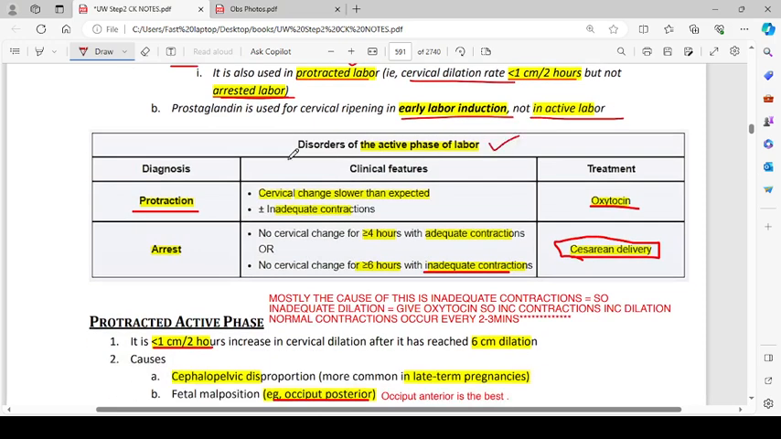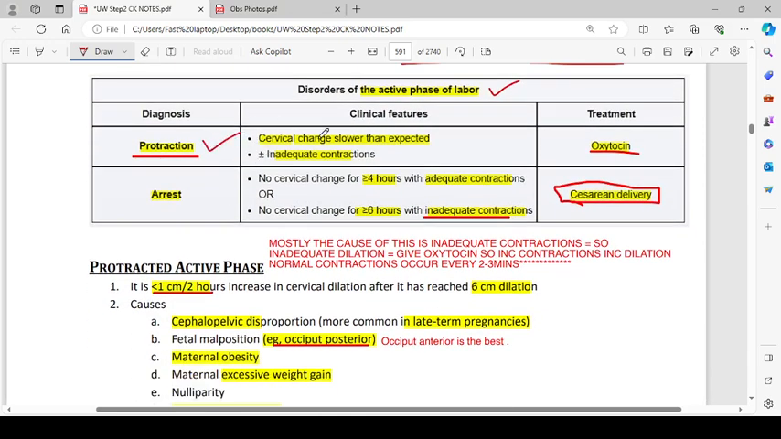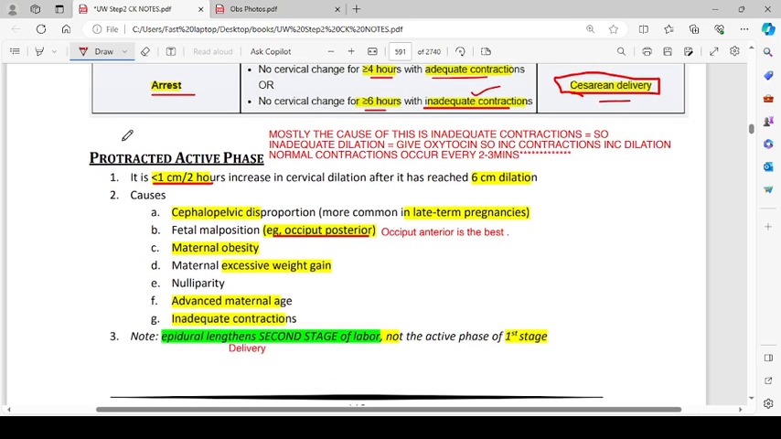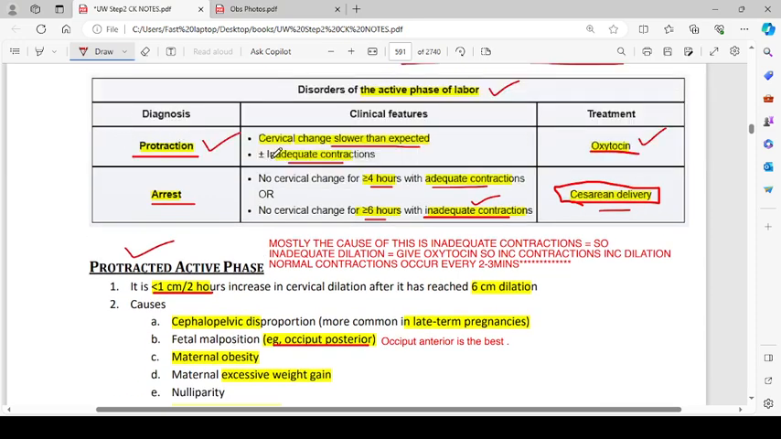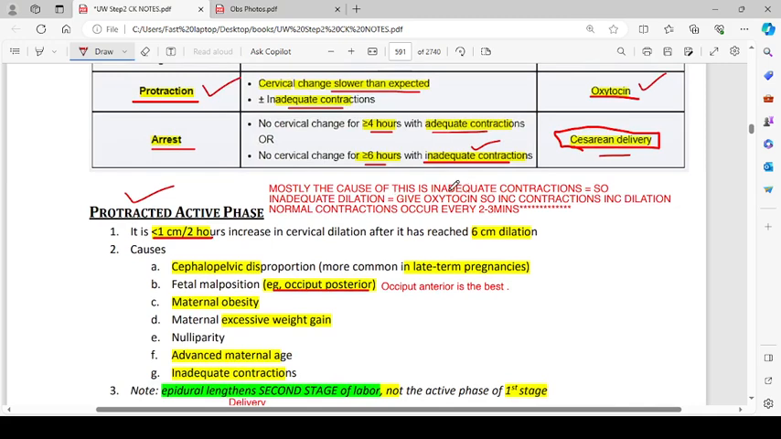Disorders of the active phase of labor: protraction, cervical changes slower than expected with or without inadequate contractions, give oxytocin. And if there is arrest, no cervical change for more than 4 hours with adequate contractions, or no cervical change for more than 6 hours with inadequate contraction, give cesarean delivery. Protracted active phase, mostly the cause of this is inadequate contractions, so inadequate dilation. Give oxytocin, so increase contraction, increase the dilation.